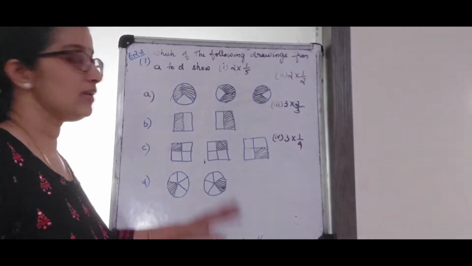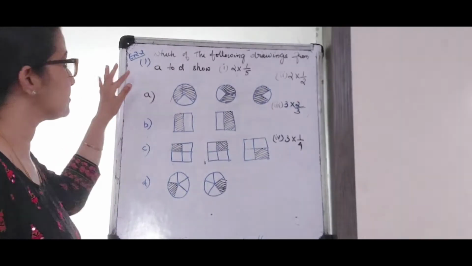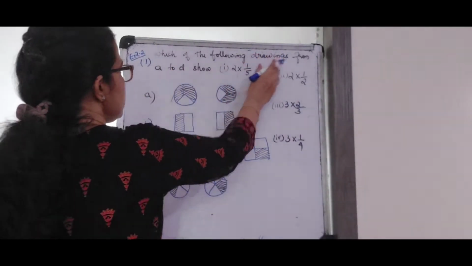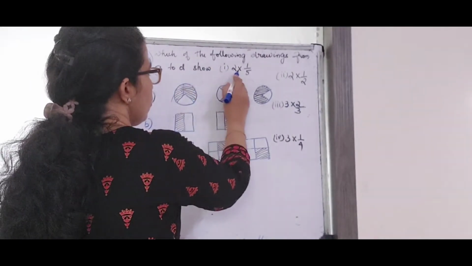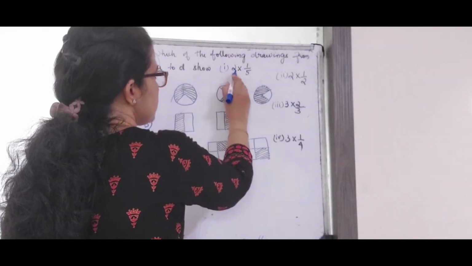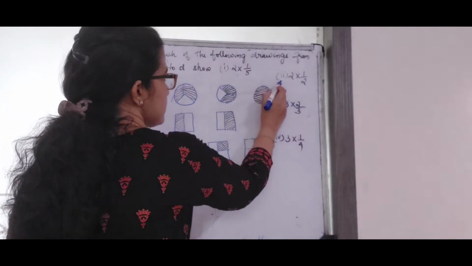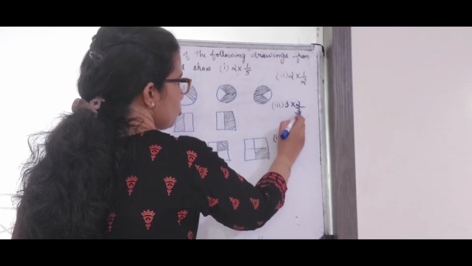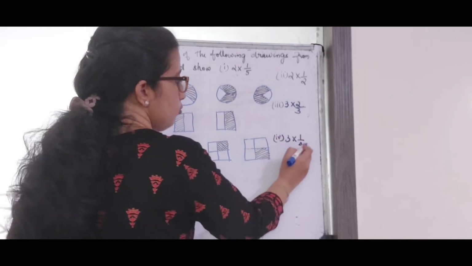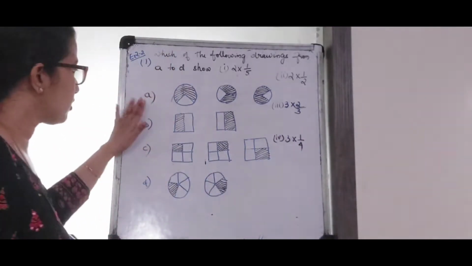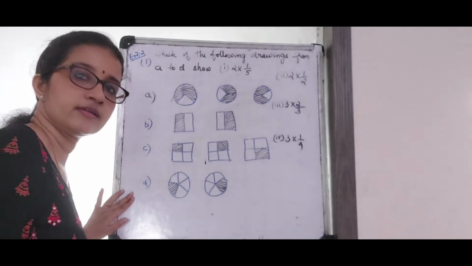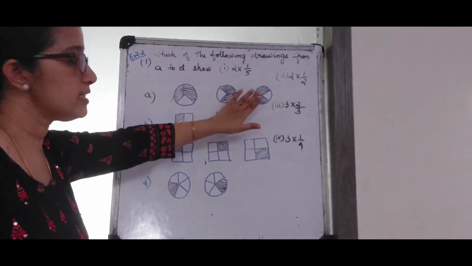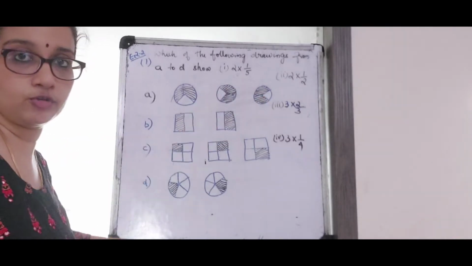Now let's take the first question in exercise 2.2. What is the question? Which of the following drawings from A to D show first subdivision 2 into 1 by 5, second subdivision 2 into 1 by 2, third subdivision 3 into 2 by 3, fourth one 3 into 1 by 4. They have given A, B, C, D. So first we have to see what these shapes correspond to.